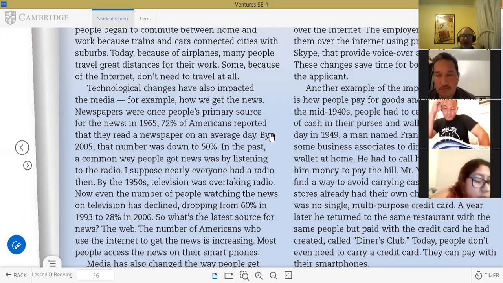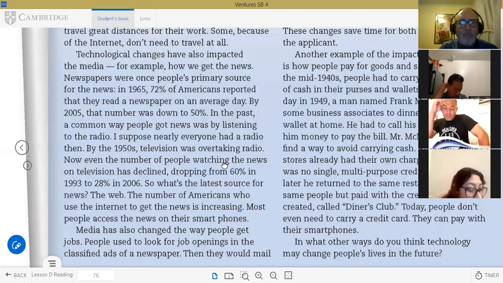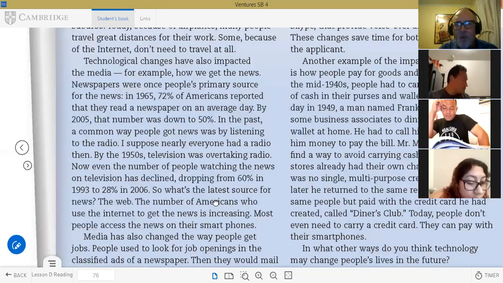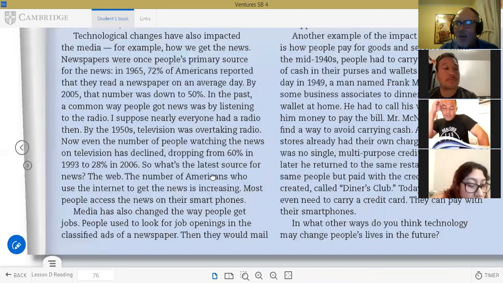The internet, right? Most people get their news online, on their smartphone or on their computer. Okay, good. Okay, let's see.